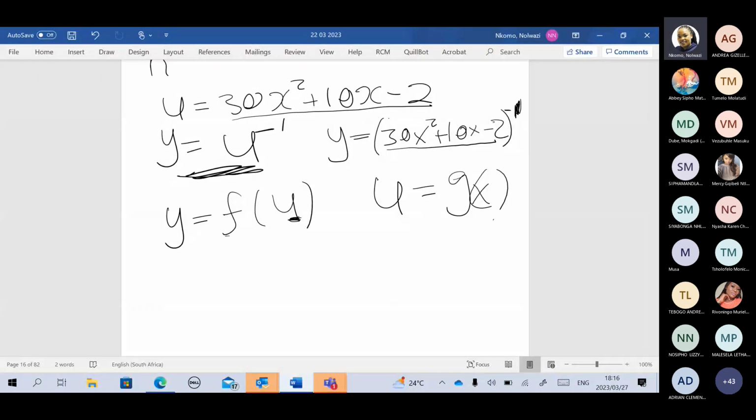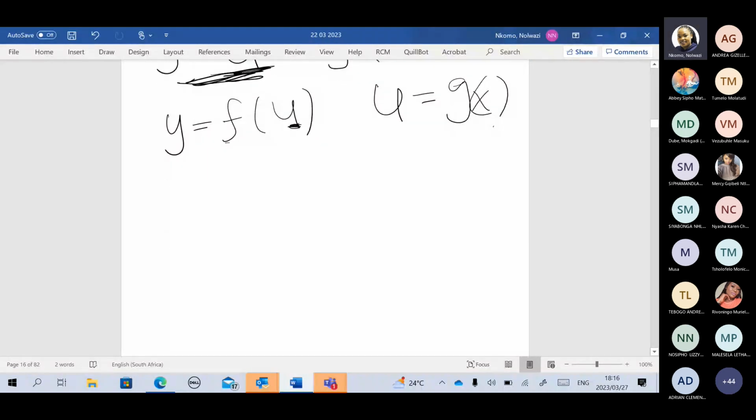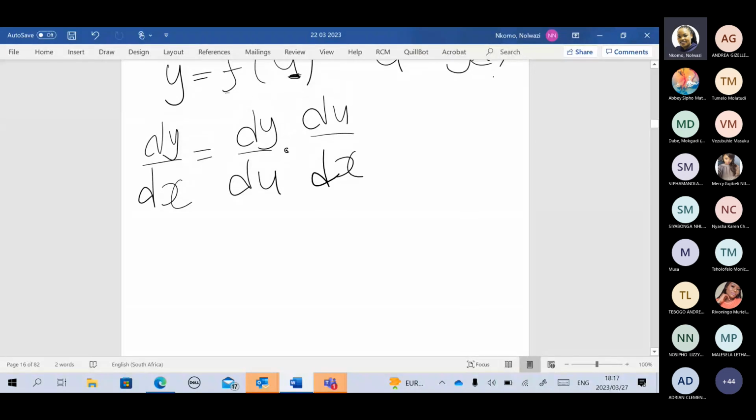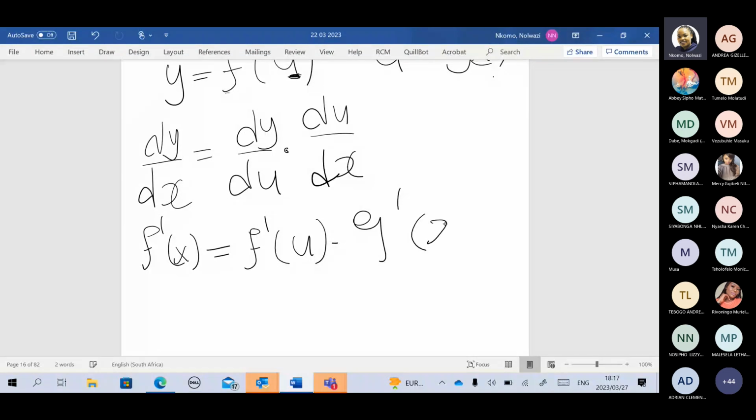Okay, if we have something like this, then the chain rule says the derivative of y with respect to x will equal the derivative of y with respect to u times the derivative of u with respect to x. Or you can write this as f prime of x equals f prime of u times g prime of x, meaning the chain rule says the derivative of a composite function is equal to the derivative of the outer function times the derivative of the inner function.